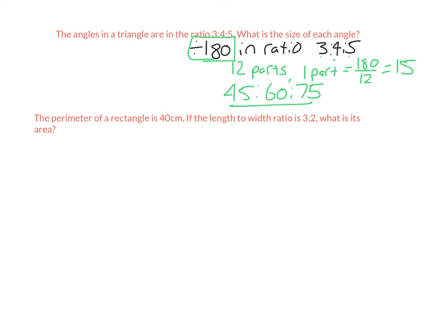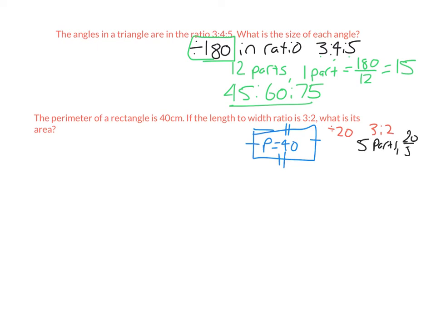What is the area? So note, if you have a rectangle and the perimeter is 40, then the 2 dimensions, the length and the width, they must add up to 20. Because when you double it, you get 40. All 4 sides add to 40. So now we're being asked to divide 20 in the ratio 3 to 2. So again, 3 plus 2 equals 5. There are 5 parts. Each part is worth 20 over 5, which is 4.